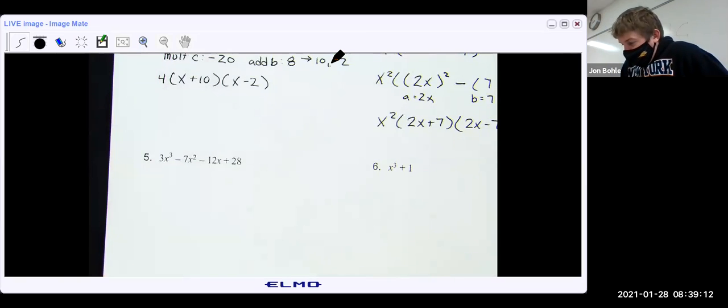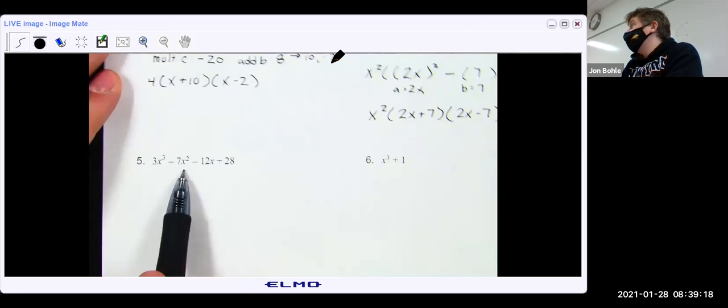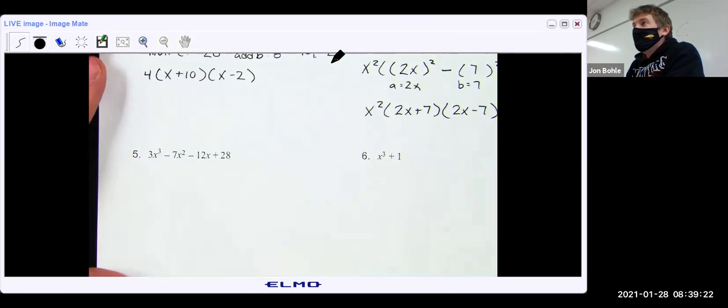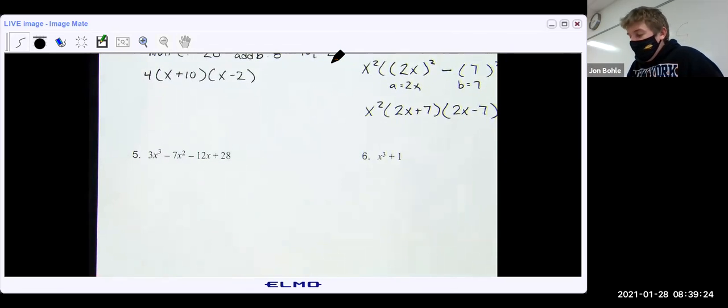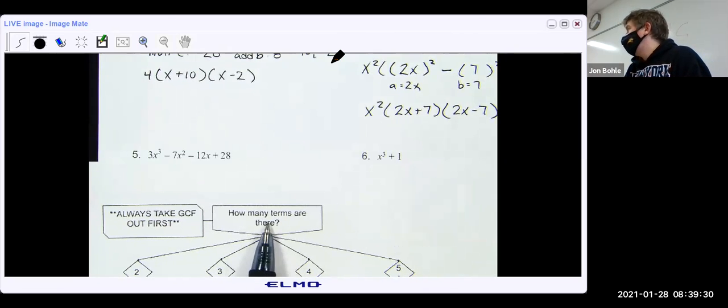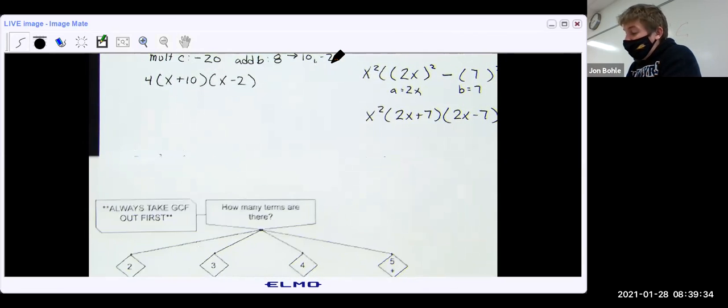Okay, greatest common factor. No, right? 7 is really the number that gives it away to me. Not a lot divides into 7. It's just 7 and 1. So we figured out there's no greatest common factor. The next thing we need to ask is how many terms are there? There's 4.